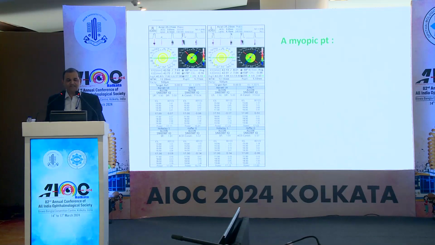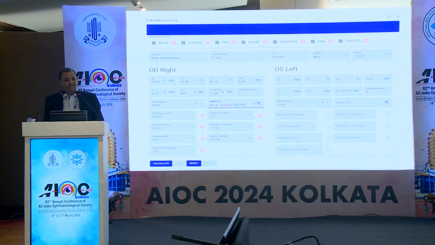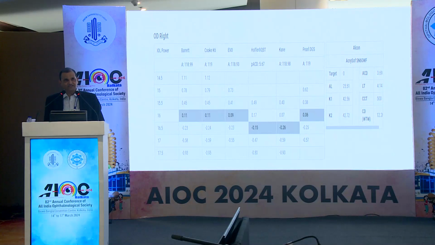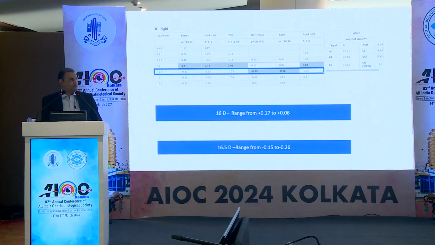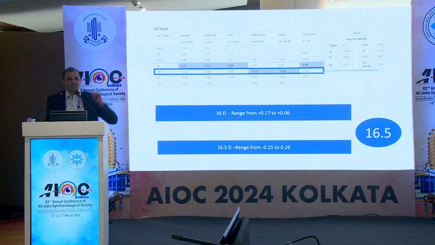This is a myopic patient having an axial length of 25.21. I put this data in the calculator and I am getting this result. So the 16 diopter lens has a refraction in the range of plus 0.17 to plus 0.06. If I go to 16.5, then it will range from 0.15 to minus 0.26. Because it is a myopic patient, I don't want to have any hyperopic element in this patient. I will definitely go for 16.5. So this is the way you have to customize.